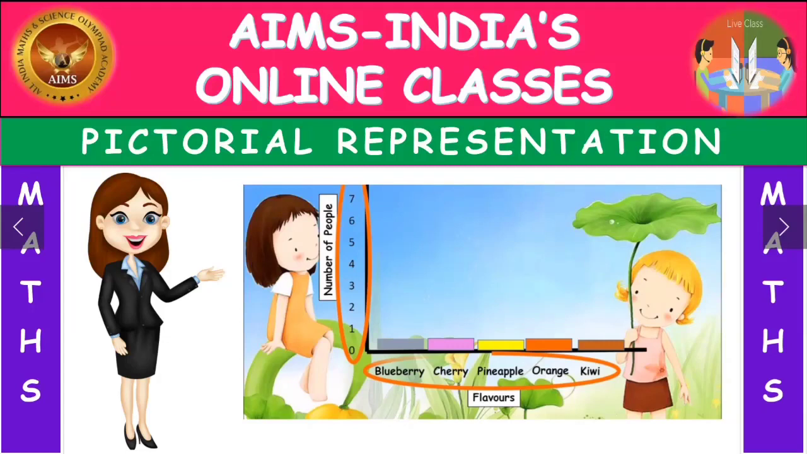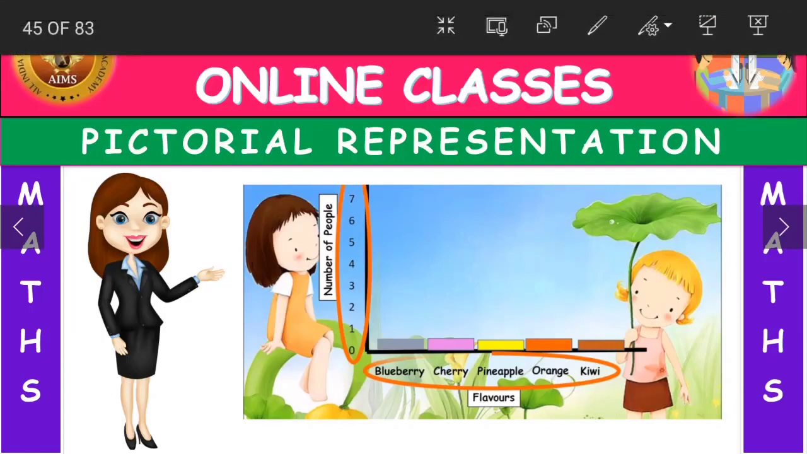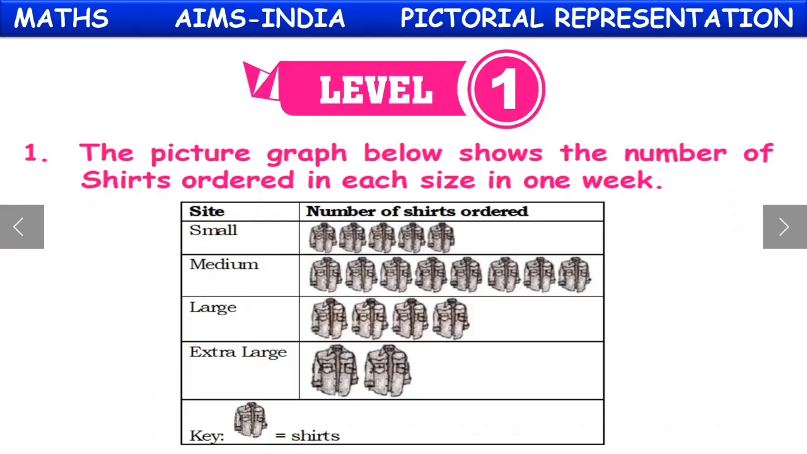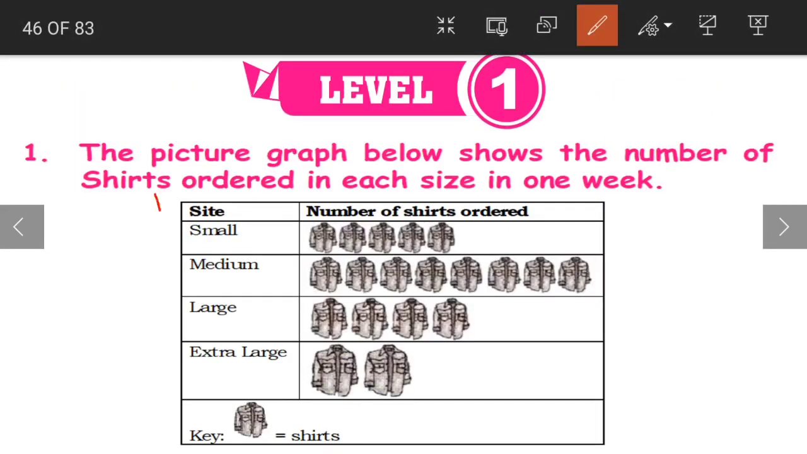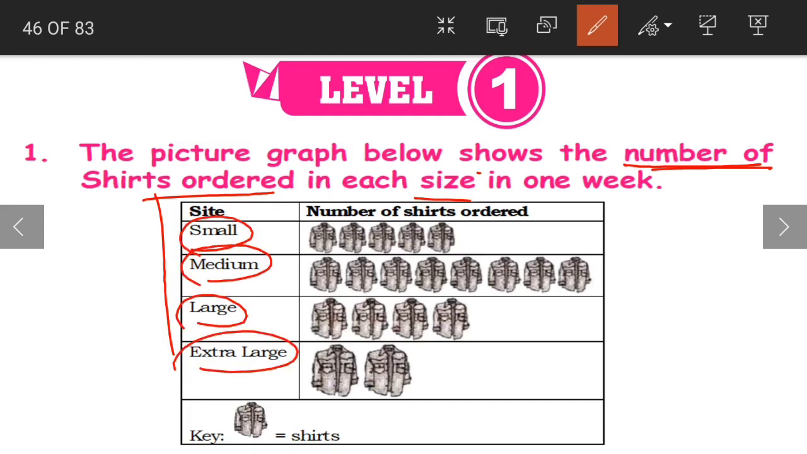So in today's class we are starting our multiple choice questions from the chapter Pictorial Representation. Coming to the first question, the picture graph below shows the number of shirts ordered in each size in 1 week. Now which size of shirts were ordered exactly 15 shirts? Here children, this is our picture graph, that is nothing but our pictograph. What does this show? It is showing us the number of shirts ordered in each size. What are the sizes? The small size, medium, large and extra large in 1 week.